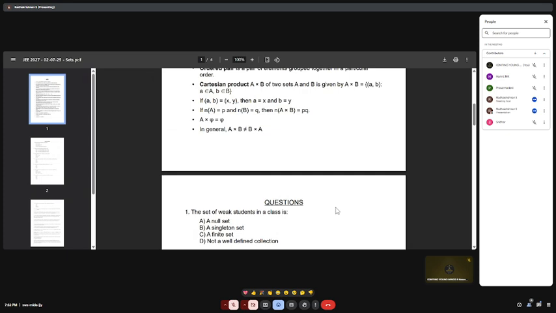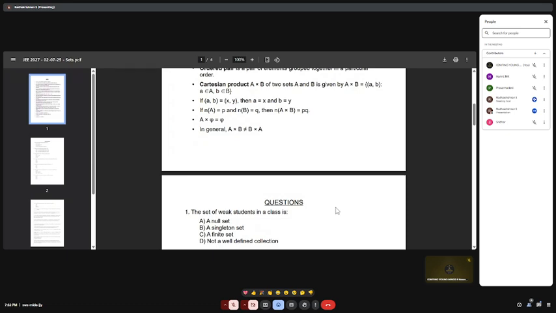Okay. There is a problem like this: a set of weak students in a class. So what type of set is this? Is it a null set, a singleton set, a finite set, or not a well-defined collection? Option D, sir. Yes.